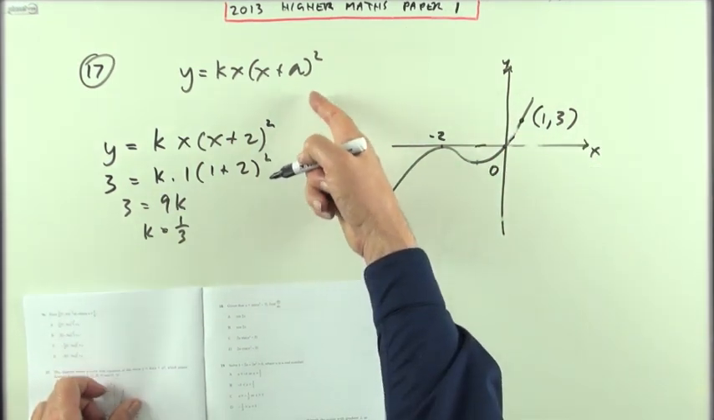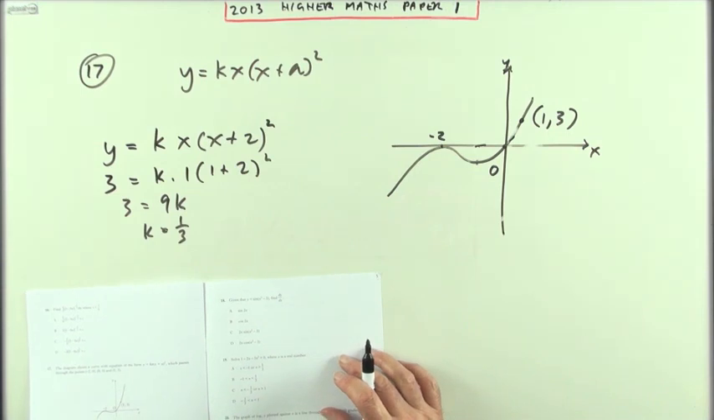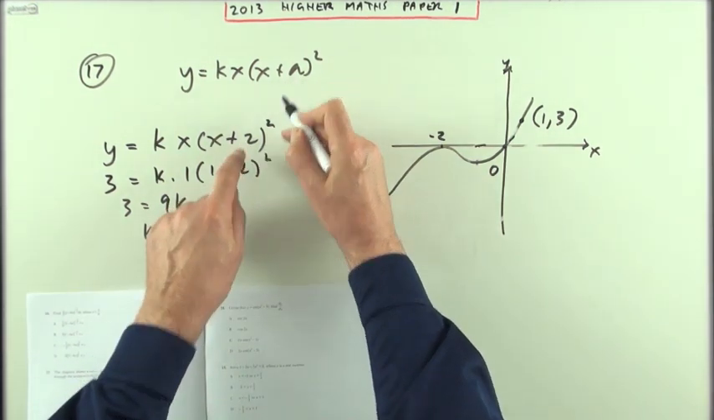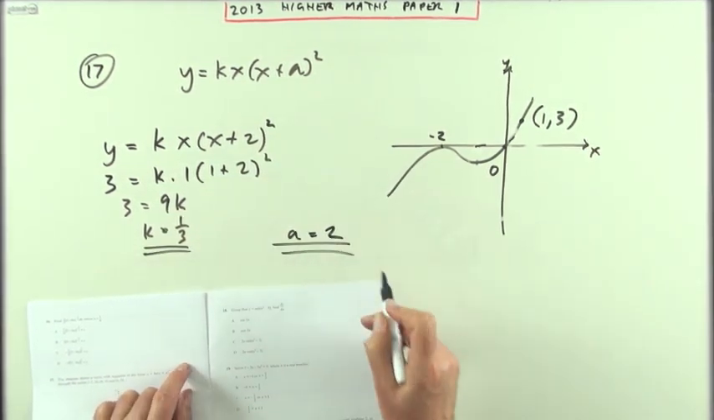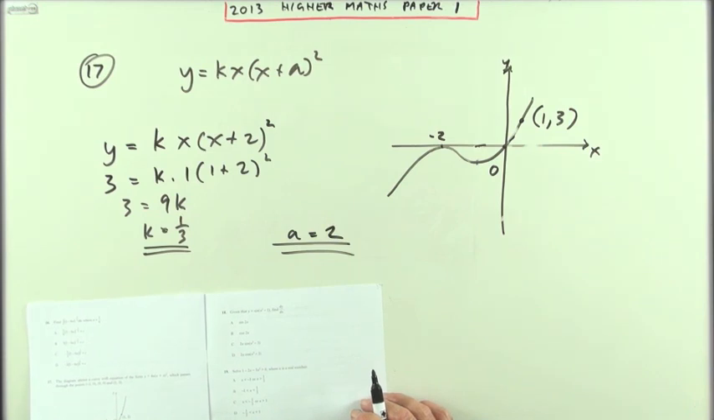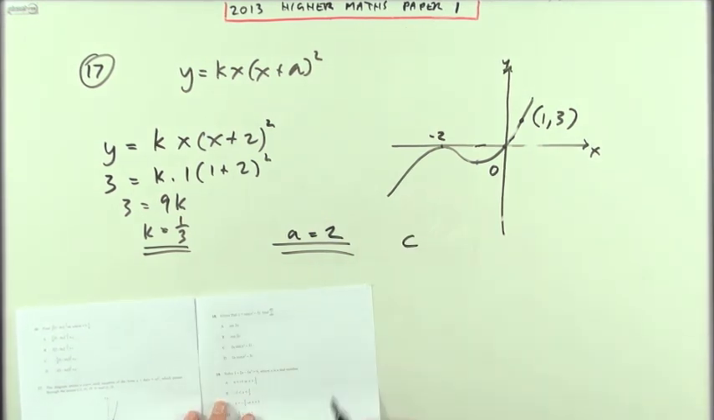So that means comparing the equation for the equation, it says what are the values of a and k? Well, the a was a 2 and the k was 1/3. So which ones have I got those? A is 2, k is 1/3, that's C.